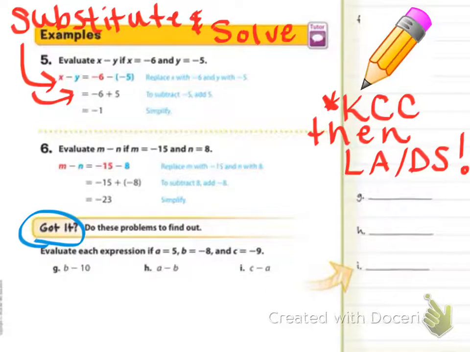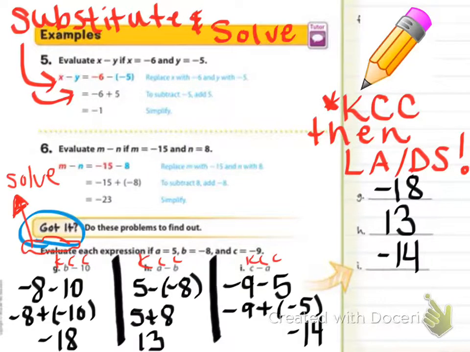So notice example 5 and example 6 are subtraction problems that can be done with keep, change, change. Once you've changed it to an addition problem, you're following your LADS rules: like signs add, different signs subtract. So after looking at examples 5 and 6, go ahead and try the Got It's for G, H, and I. Pause the video now so you can try it on your own.